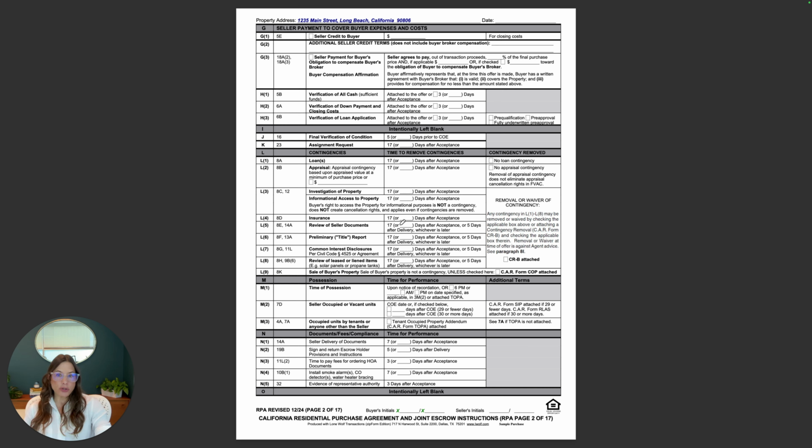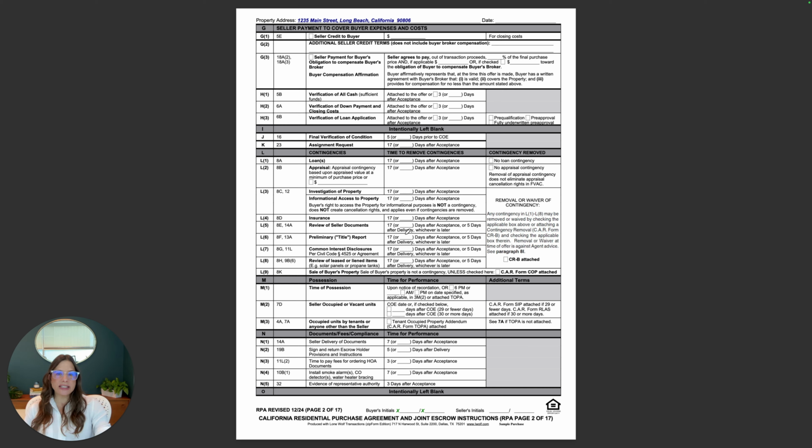Review of seller documents. These are all the seller disclosures. When you're in escrow, part of your due diligence is reading all of the seller disclosures. They're going to go through and list any past repairs, whether there's been a death on the property, even whether they're fighting with their neighbor. You have an opportunity to review all those. Typically, those are provided within, right here, 7 days after acceptance.